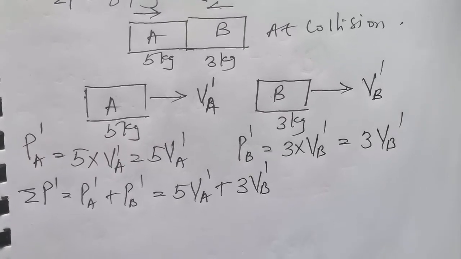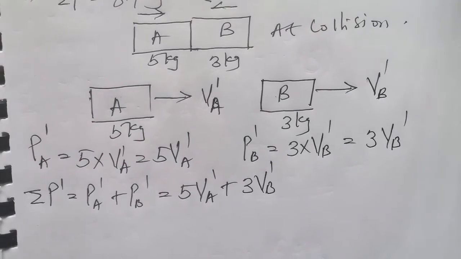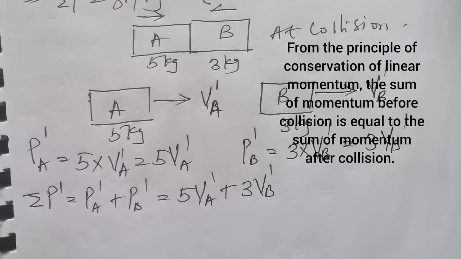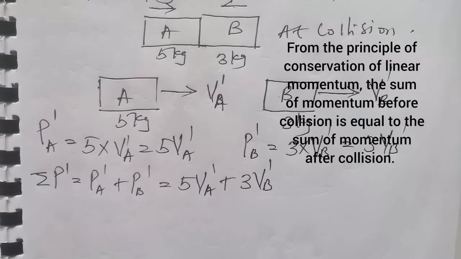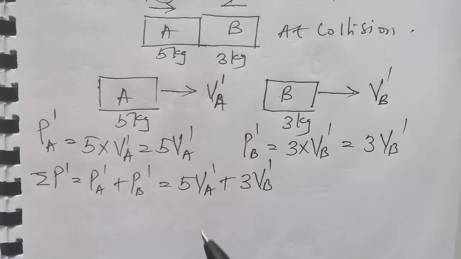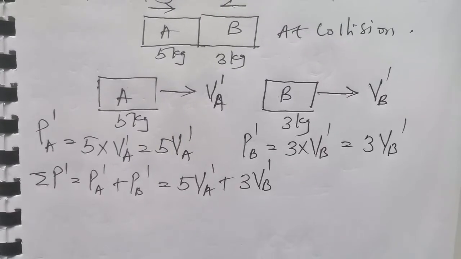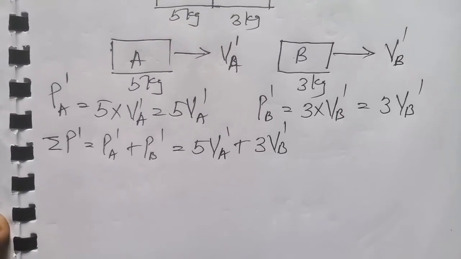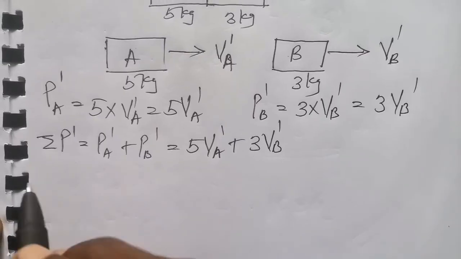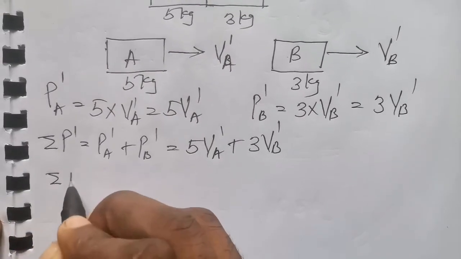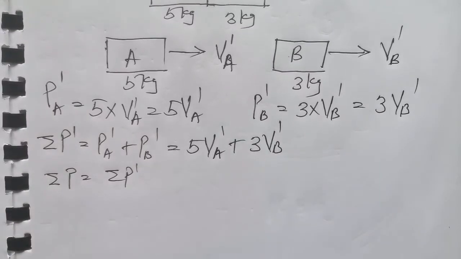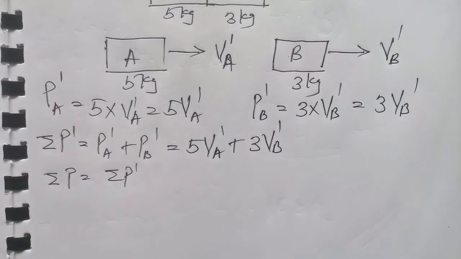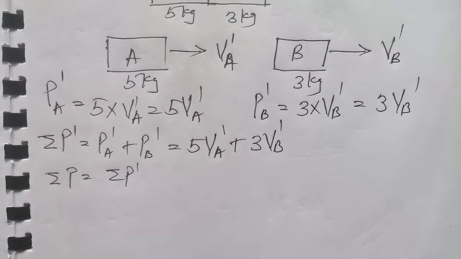This is the sum of momentum after collision. Now, from the principle of conservation of linear momentum, the sum of momentum before collision is equal to the sum of momentum after collision. So we simply equate these summations, the first summation and the second summation. From the principle of conservation of linear momentum, we have summation of P equals summation of P prime, which means the sum of momentum before collision equals the sum of momentum after collision.